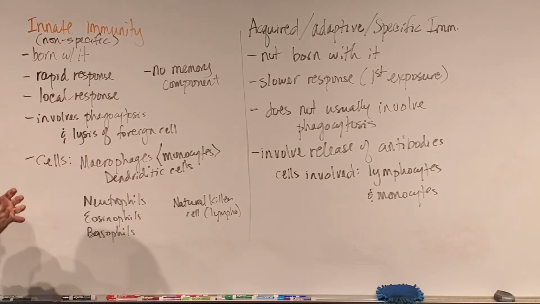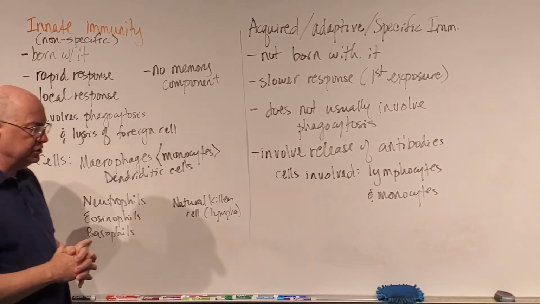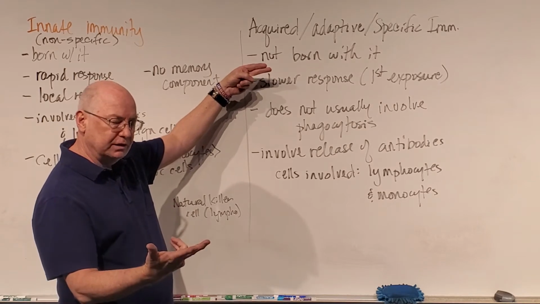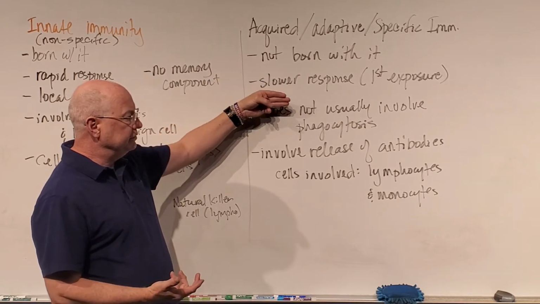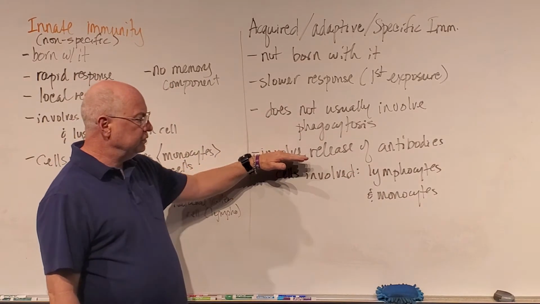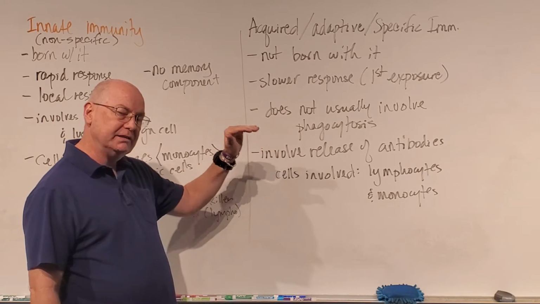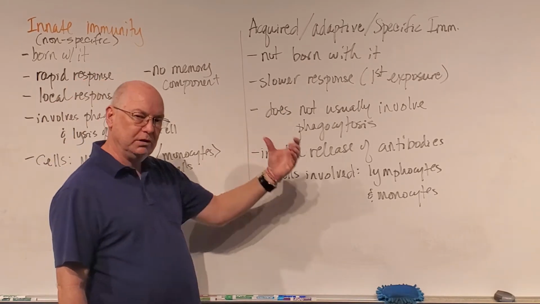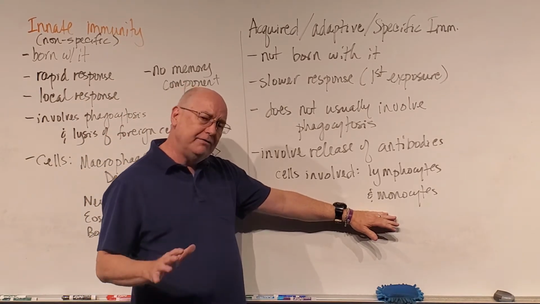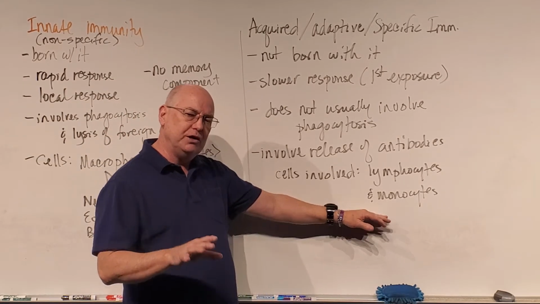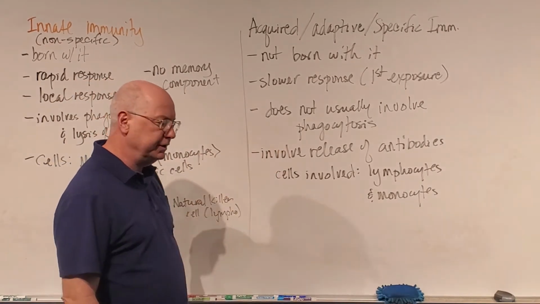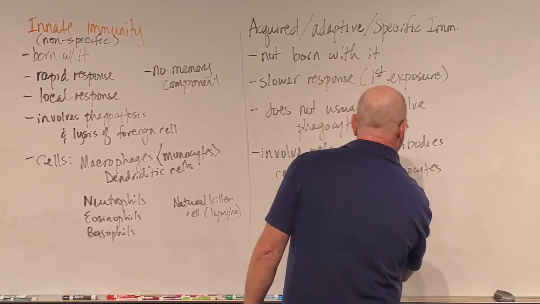The acquired or adaptive or specific immune system, which is the focus for today, you're not born with it. It's a much slower response, at least upon initial exposure. It does not usually involve phagocytosis, usually not by the lymphocytes, and does involve the release of antibodies against a specific invader. Those antibodies will label it so that other cells can engulf it or kill it. It can involve macrophages to some degree, but remember, macrophages are not part of the acquired immune system, but they can trigger the acquired immune system. So how does all that work?